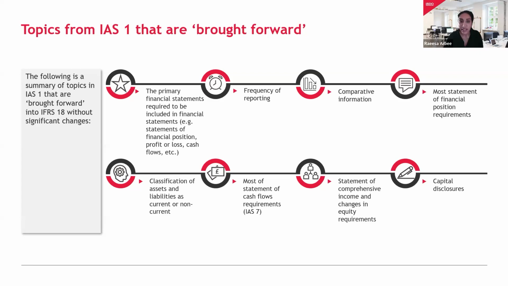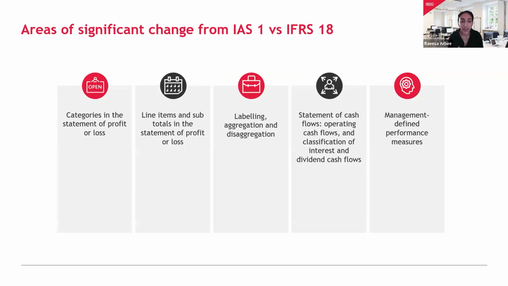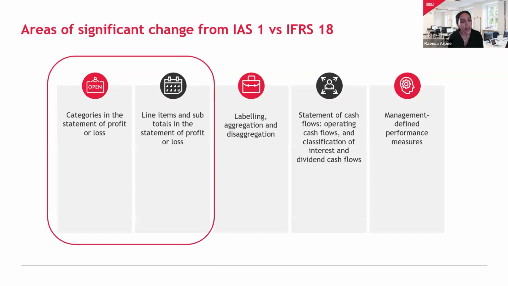But then if we move on to the next slide, we'll see where are the areas that there are some significant changes. And we'll start off by looking at the first two areas of significant change that are listed on the slide. So IFRS 18 requires income and expenses to be classified and presented in 5 categories. And so you'll almost have 5 distinct areas within your statement of profit or loss. Remember, we said a lot of these changes are impacting the statement of profit or loss. And so these 5 areas are operating, investing, financing, tax, and discontinued operations.